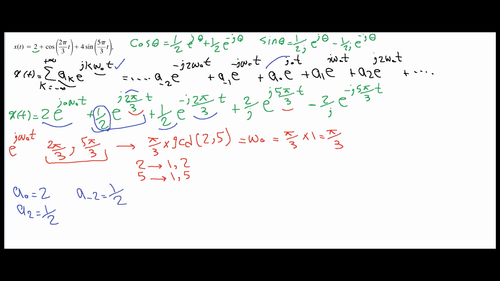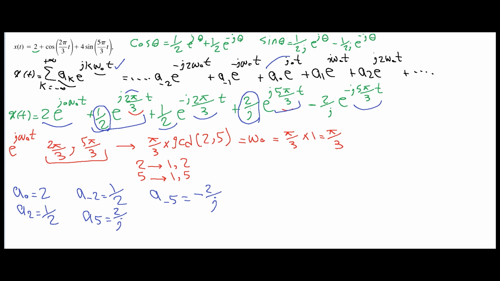Next, the exponential term e to the power of j 5πt over 3 corresponds to a5, whose coefficient is 2 over j. Since 1 over j is equal to minus j, this coefficient can also be written as minus 2j. Finally, the exponential term e to the power of minus j5πt over 3 corresponds to a minus 5, whose value is positive 2j.